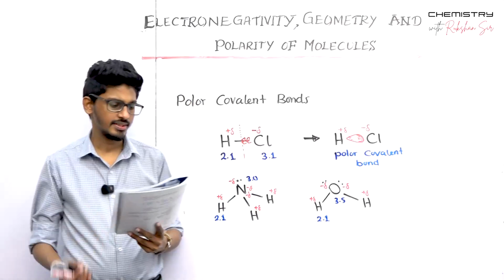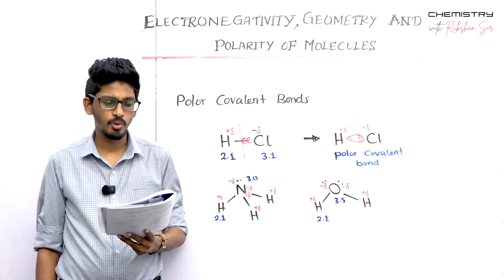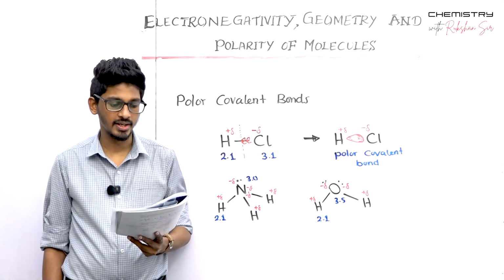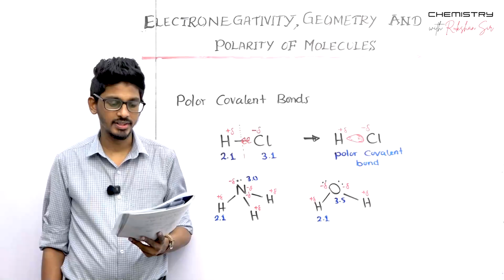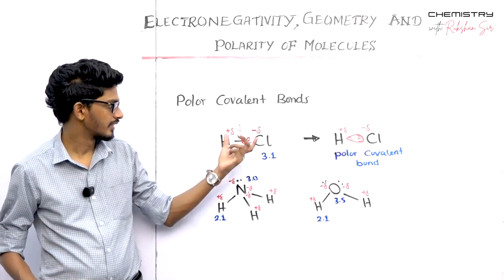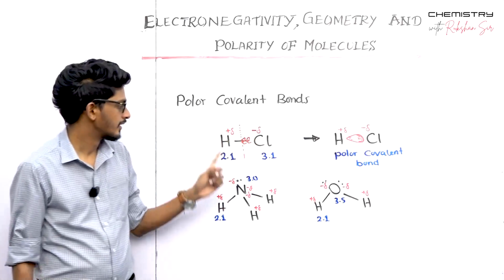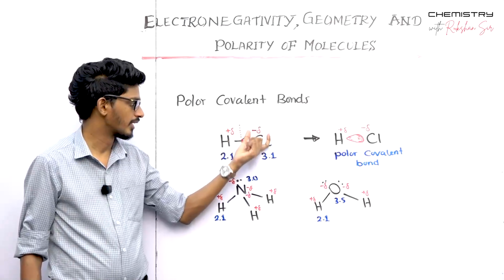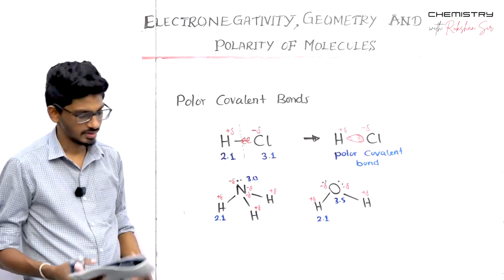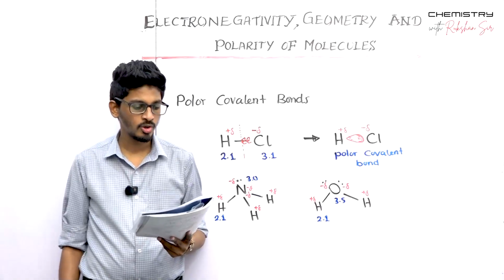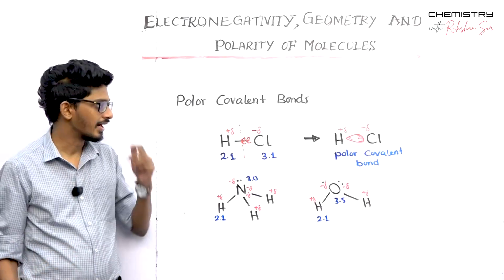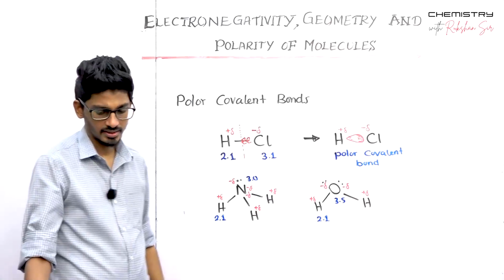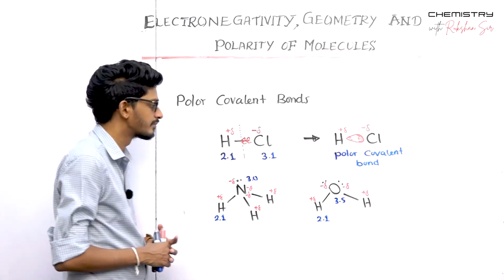Okay. Then it says polar covalent bond is polarized such that a negative pole on the electronegative atom and a positive pole on the electropositive atom. See, in this bond, polar covalent bond, you have a positive pole at the electropositive atom and negative pole at the electronegative atom, right? So polar covalent bonds have some ionic character. Let's see what it means.